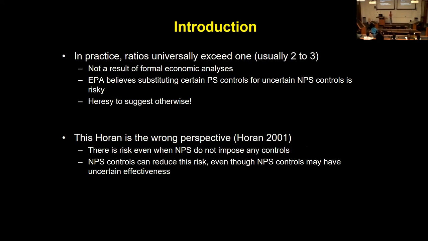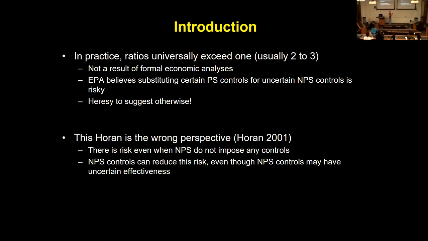In practice, these ratios universally exceed one. They're all like 2 to 3. I've even seen some as high as 4 or 5. This is not the result of any formal economic analysis. EPA believes that we need a high ratio because of the non-point uncertainty.